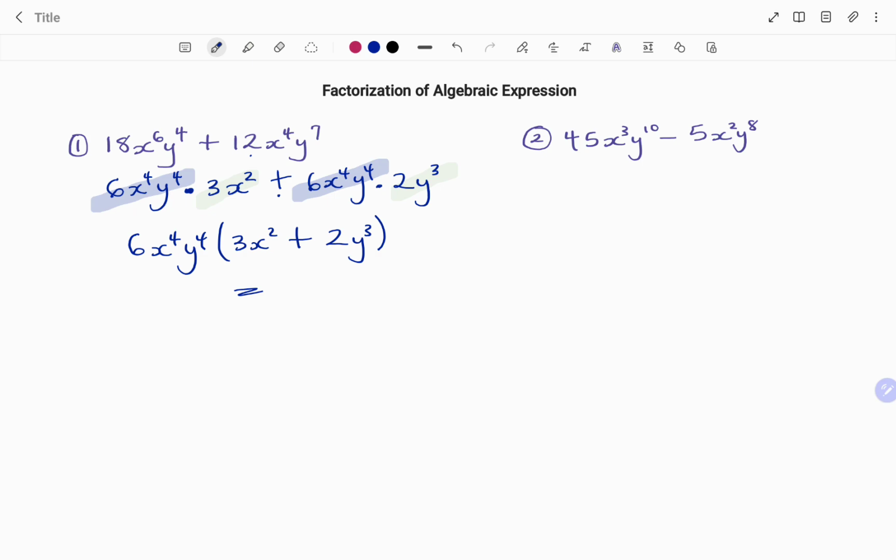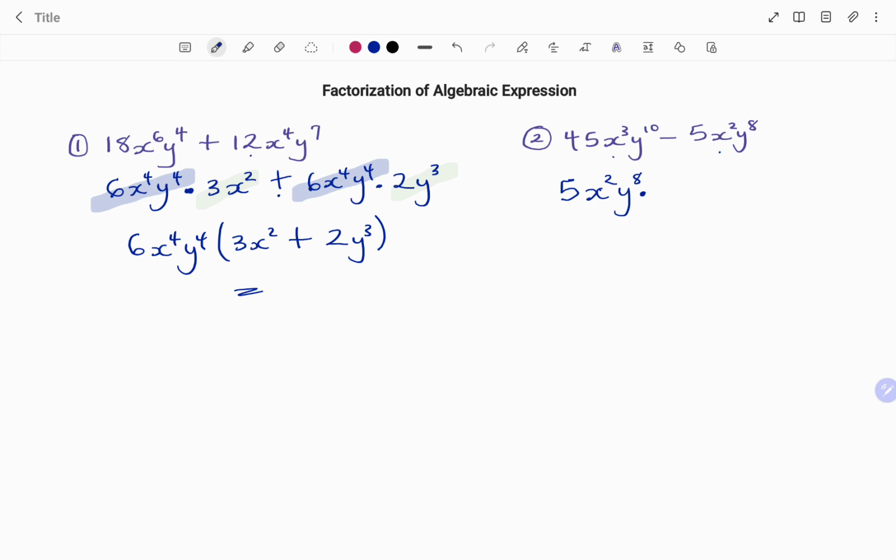That's my answer. In the second example, I have 45x^3y^10 minus 5x squared y to the power 8. Like I did in the first example, I need to find my highest common factor for the two terms. For 45 and 5, the highest common factor is 5. For x^3 and x^2, I'm going to pick the variable with the lowest exponent, which is x squared. And for y^10 and y^8, that will be y^8.